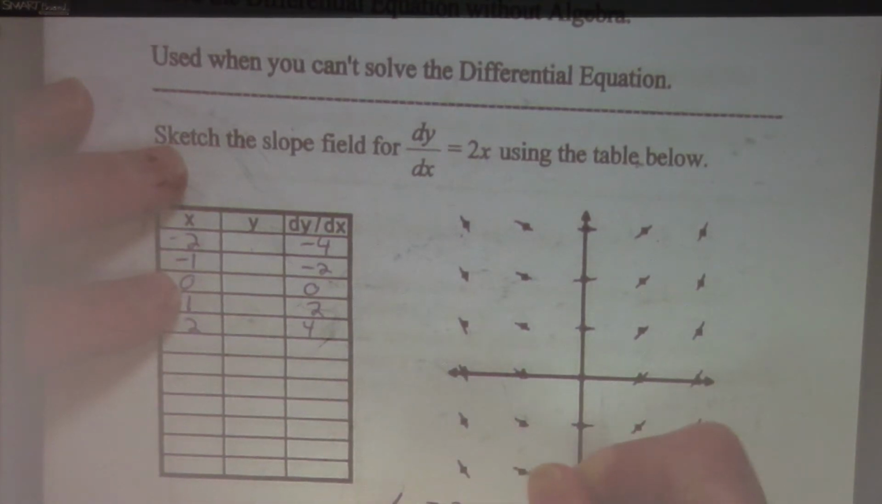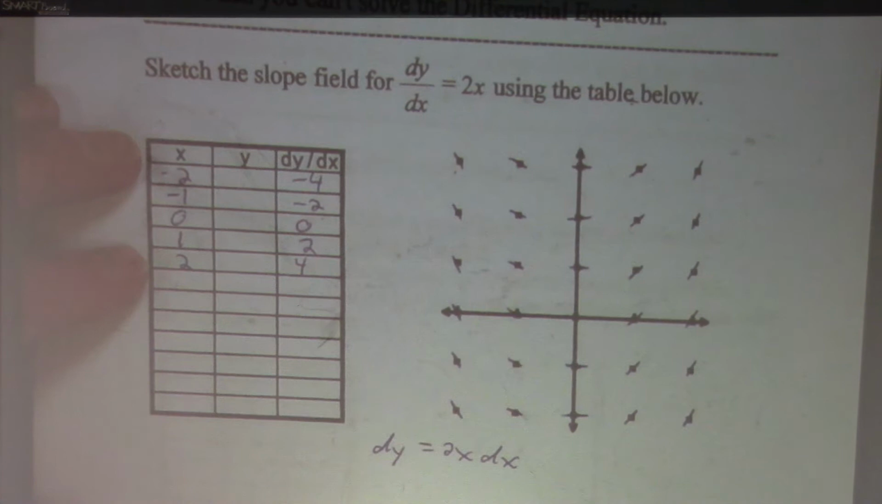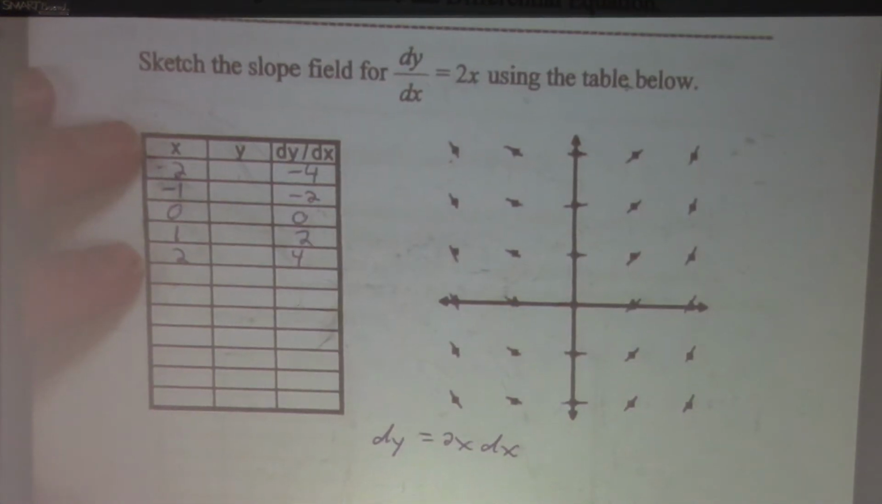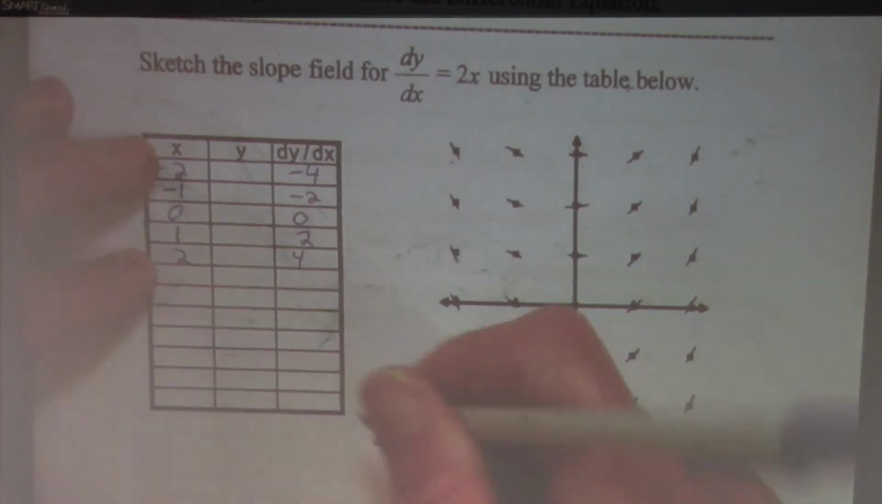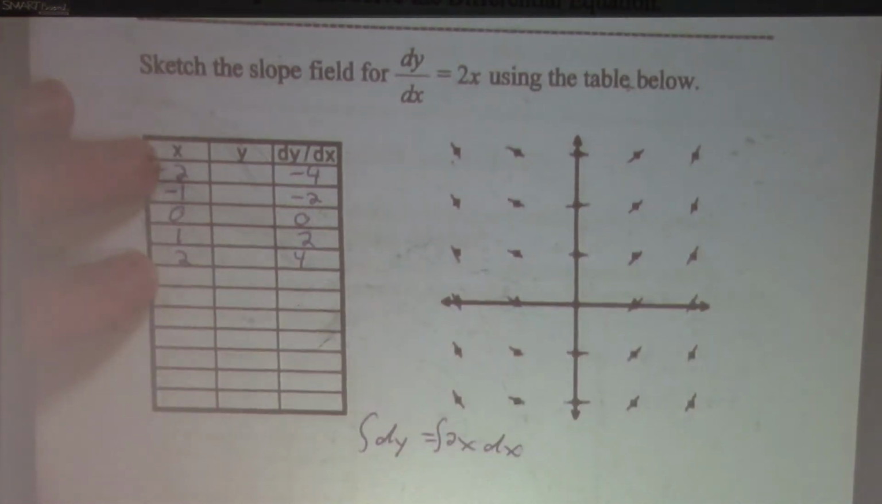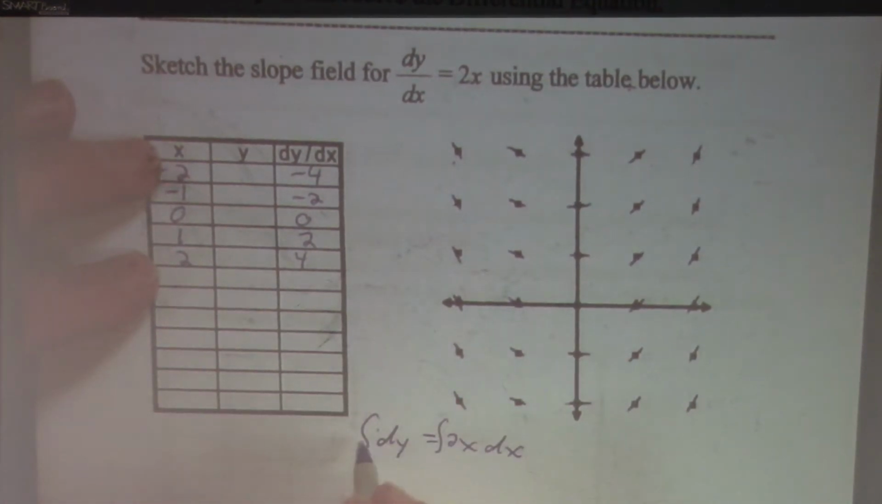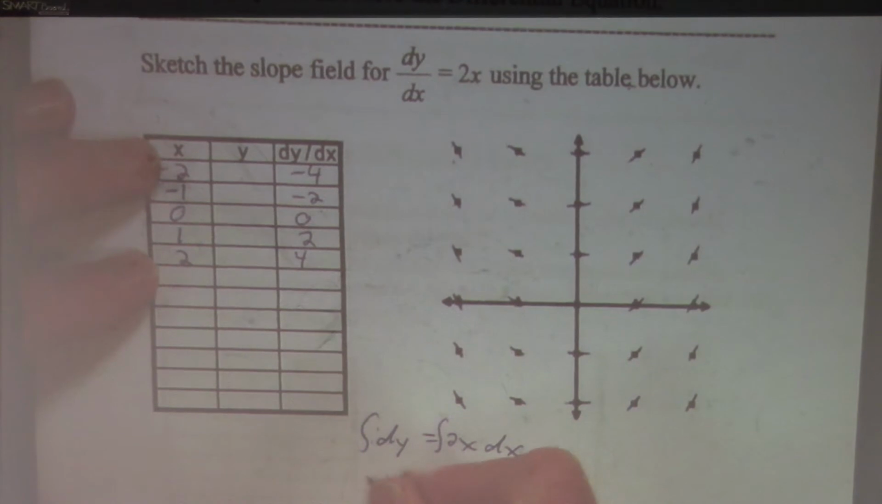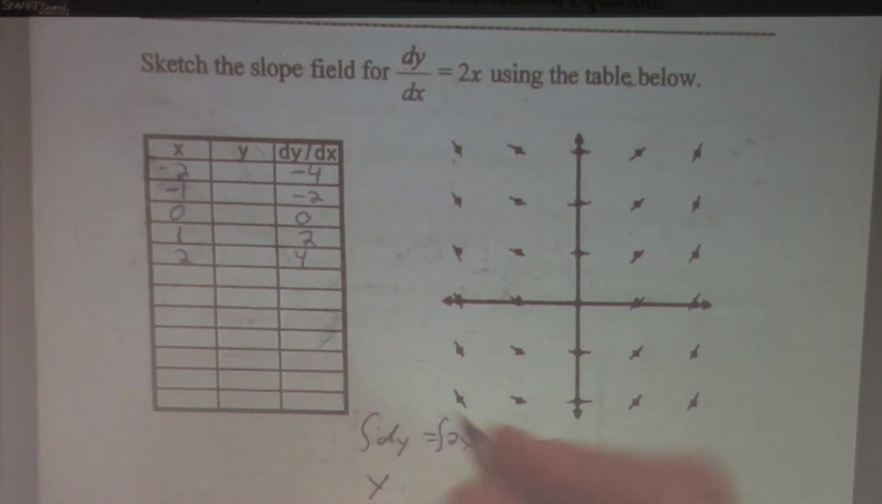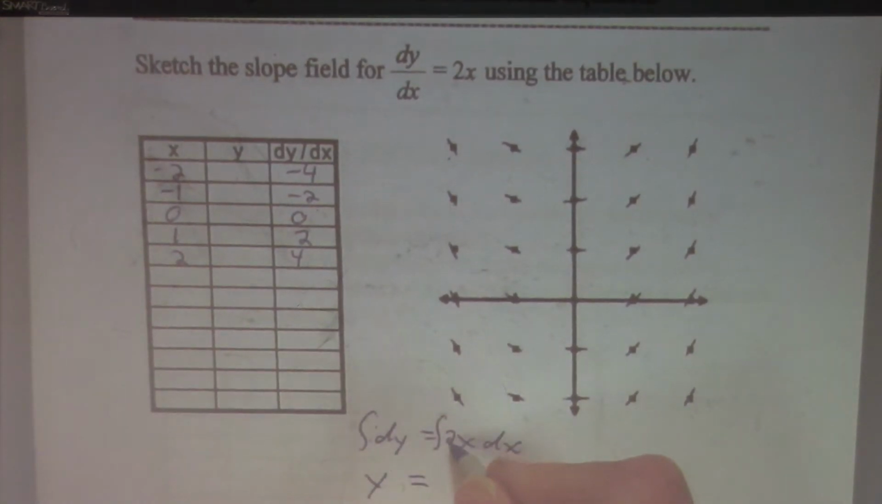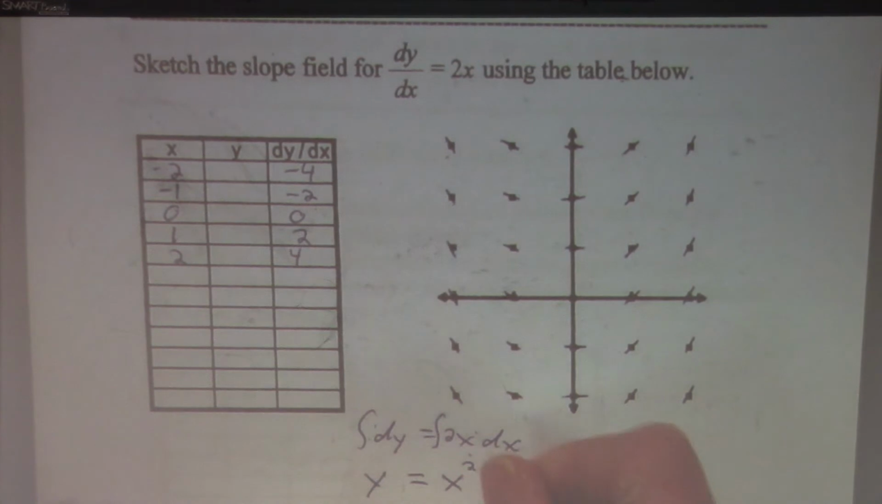I'm going to times both sides by dx, and I have separated. I have y's and dy's on one side, x's and dx's on the other. I'm going to integrate both sides. This is just a 1 dy, so the antiderivative of 1 with respect to y is y. And the 2 is a constant multiple. This would be x squared over 2 when you bump up and divide, and the 2's are going to cancel out. And I get a plus c over here.